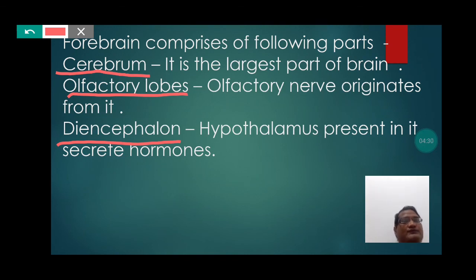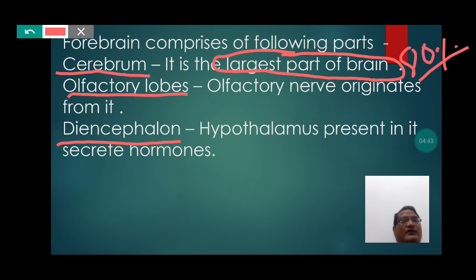Students, we know that cerebrum is the largest part of the brain. So students, cerebrum actually comprises of 80% of the total brain. Olfactory lobes. Students, from olfactory lobes, olfactory nerve originates from it.